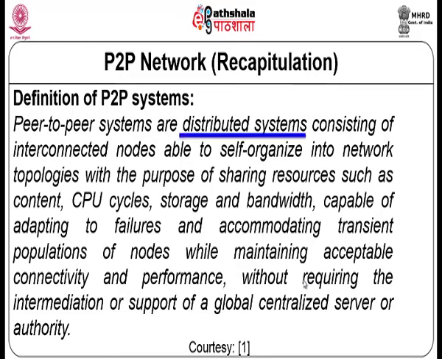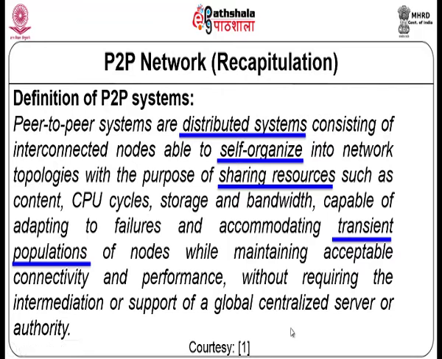It is a distributed system. So, a peer-to-peer system is a distributed system consisting of interconnected nodes able to self-organize into a network topology with the purpose of sharing resources. So, it is a self-organizing kind of distributed environment, not unlike, as we distinguished between client-server computing and P2P. The major objective of P2P networking is that we want to share resources. What resources? Any resources. It can be any text content, or any data, or CPU cycles, storage, etc. In such a way that it can readily adapt to failures and accommodate transient population.